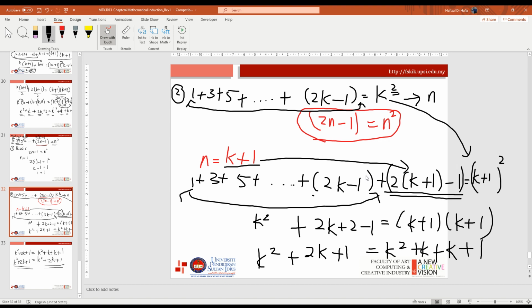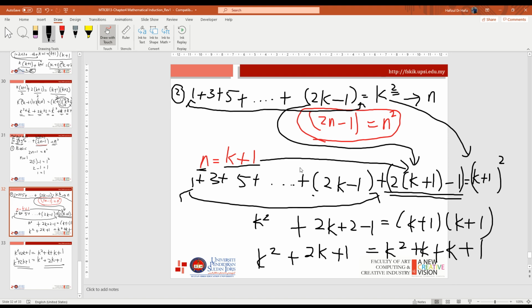Yelah sebab kita nak ganti nilai N tu. N ni kan kat sini, 2K tolak 1. Lepas tu kita nak gantikan nilai N tadi dengan K, lepas tu kita nak gantikan pula dengan K tambah 1. Jadi bila kita gantikan K tambah 1, kita jadilah nilai K yang kat sini pakcik.